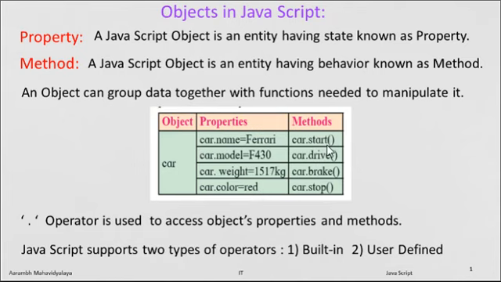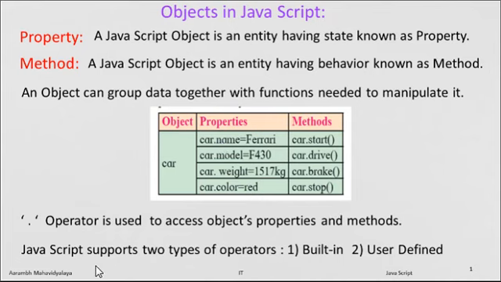Here car.start, it may have different processes to start the car. That car may be auto or through the gear, whatever it may be. Then how to drive it, how to use the brake and how to stop that car. Okay, these are the methods. Got the concept of properties and methods?